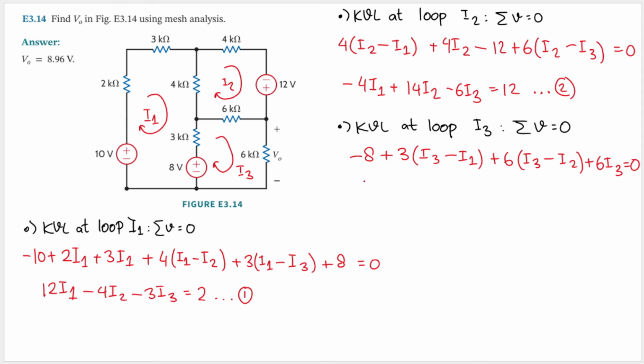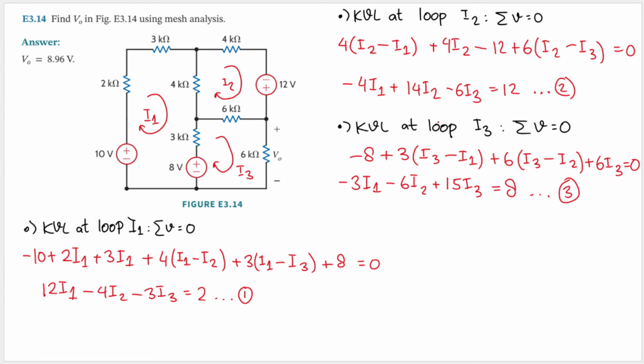Good. Now we will have to do some simplification. I1 only comes from this place here, so we'll have minus 3 I1. I2 only comes from here, so we'll have minus 6 I2. And then I3 comes from 3 places, 3, 6, and 6, so we'll have 12 plus 3, that will be 15, so plus 15 I3. And then let's move this minus 8 to the right hand side, so we'll have 8 here. And this is equation number 3.